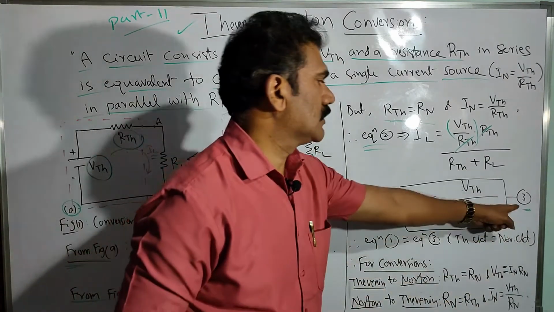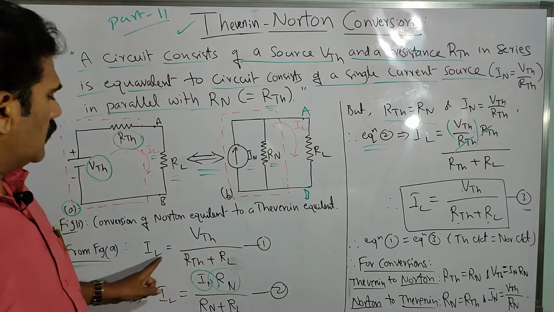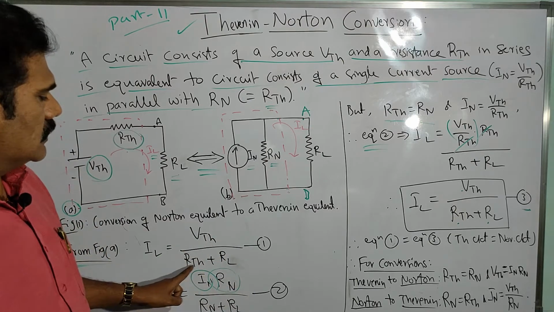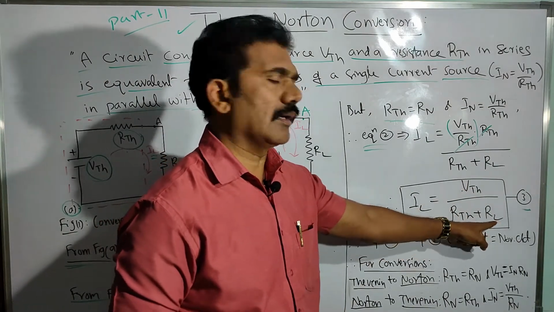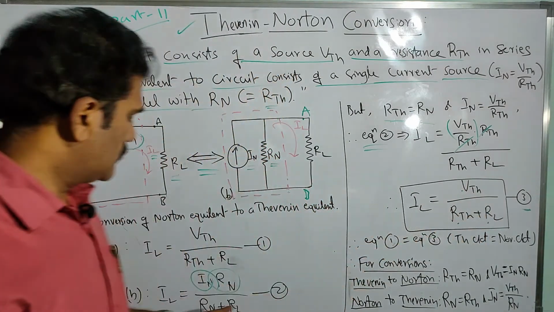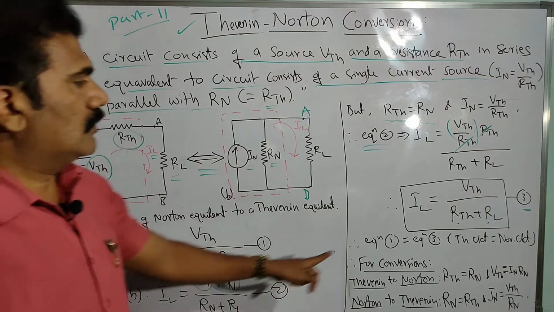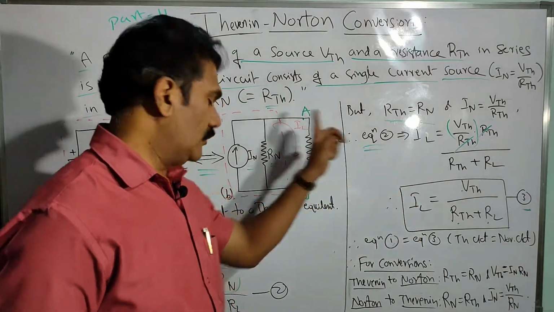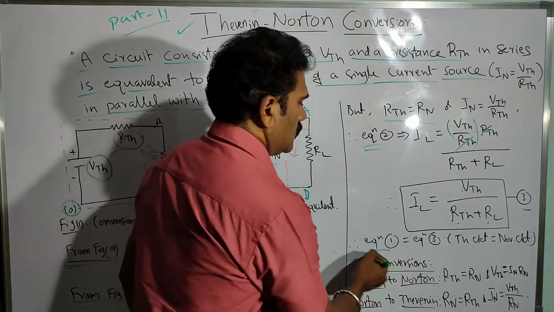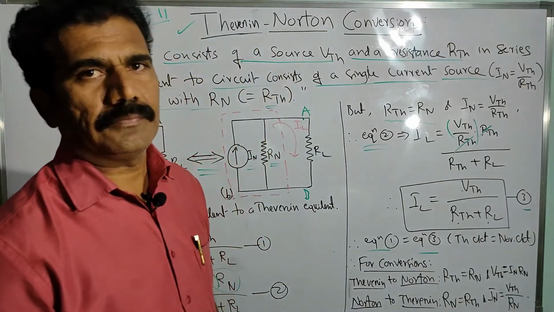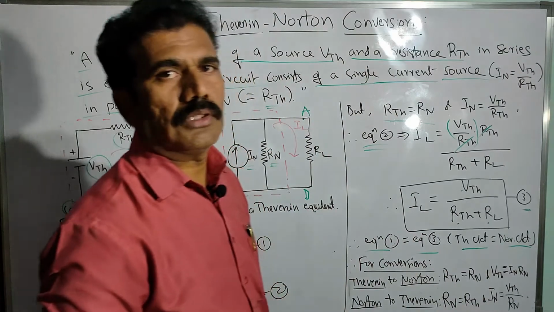Now compare this equation 3 with equation 1. Both are similar, right? IL is equal to VTH divided by RTH plus RL. Here also we got IL is equal to VTH by RTH plus RL, but this equation is obtained from Norton's load current. Norton's load current has now become equivalent to the Thevenin's load current. So equation 1 is equal to equation 3, which means the Thevenin circuit is equal to the Norton circuit. Both are equivalent to each other.